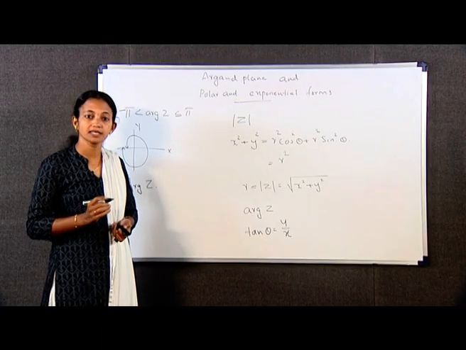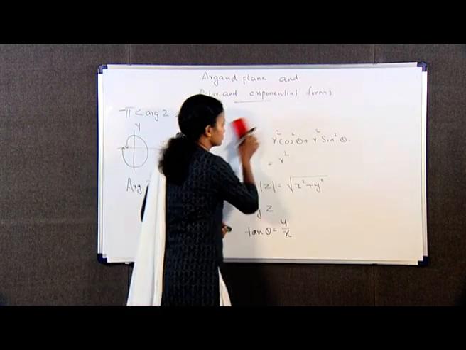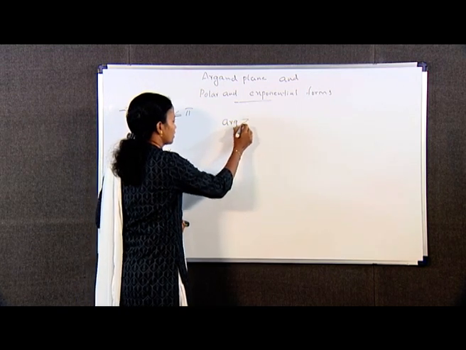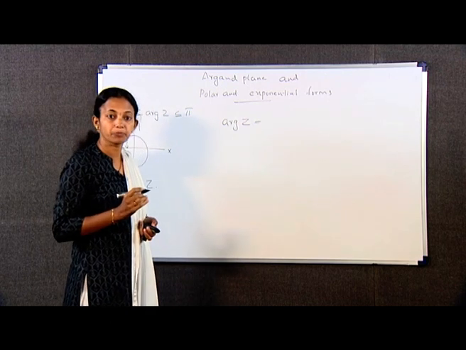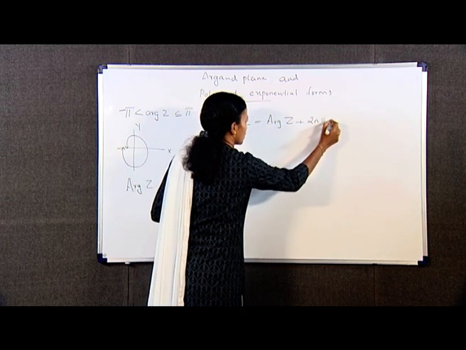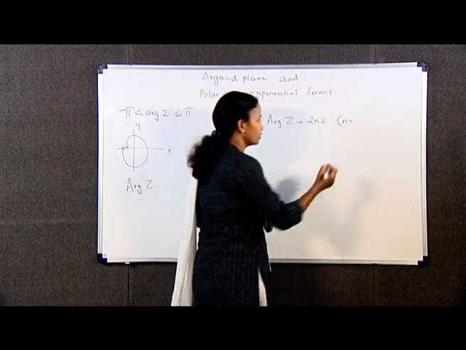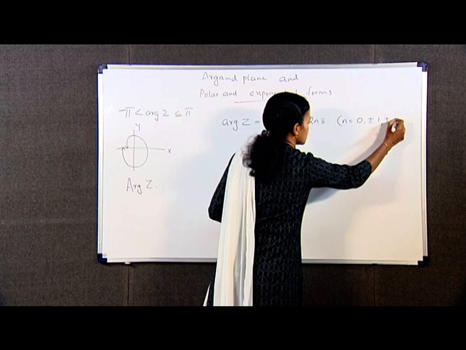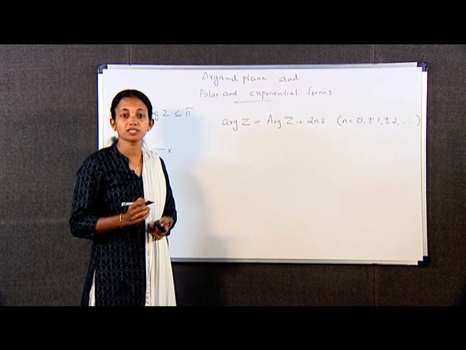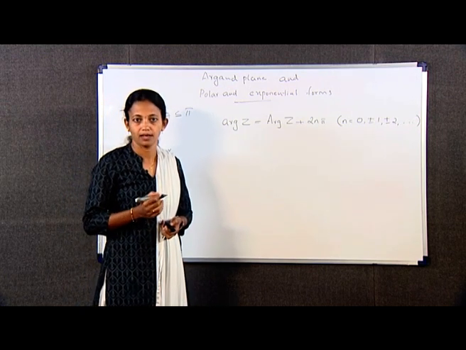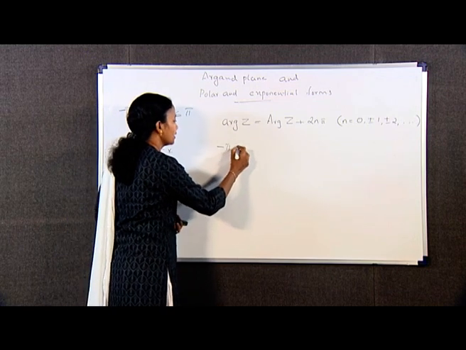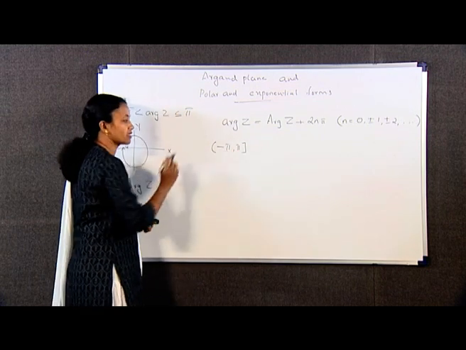Hence, we can write arg z is equal to Arg z plus 2n pi, where n is equal to 0, plus or minus 1, plus or minus 2, etc. By means of the above definition, minus pi less than Arg z less than or equal to pi, that is the range of the principal value is the open closed interval minus pi, pi.